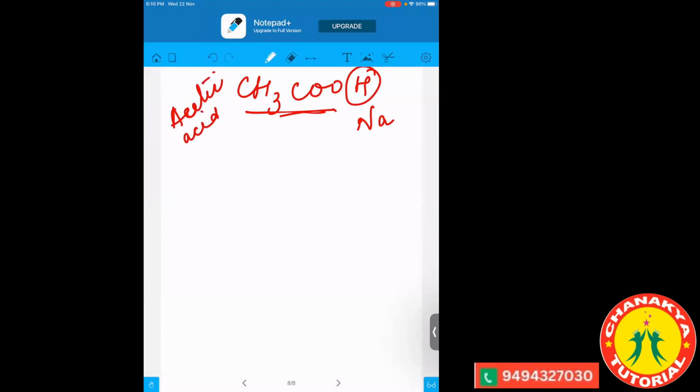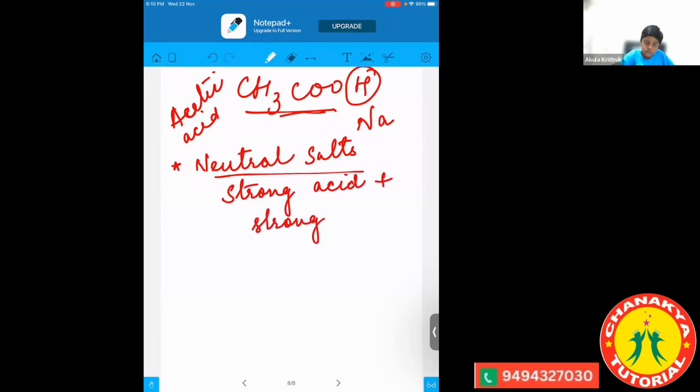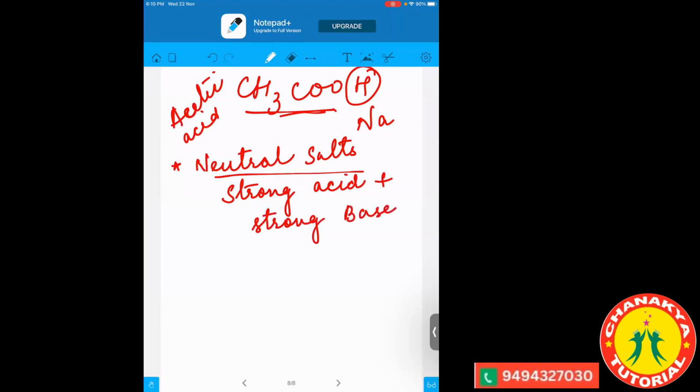Okay. Now coming to the last salt, that is the neutral salts. Talking about the neutral salt, what happens? The strong acid will be reacting with a strong base. To neutralize it, both should be strong, or both can be weak. Depending on that, it is a neutral salt, and that is the reason they have a pH value of 7.